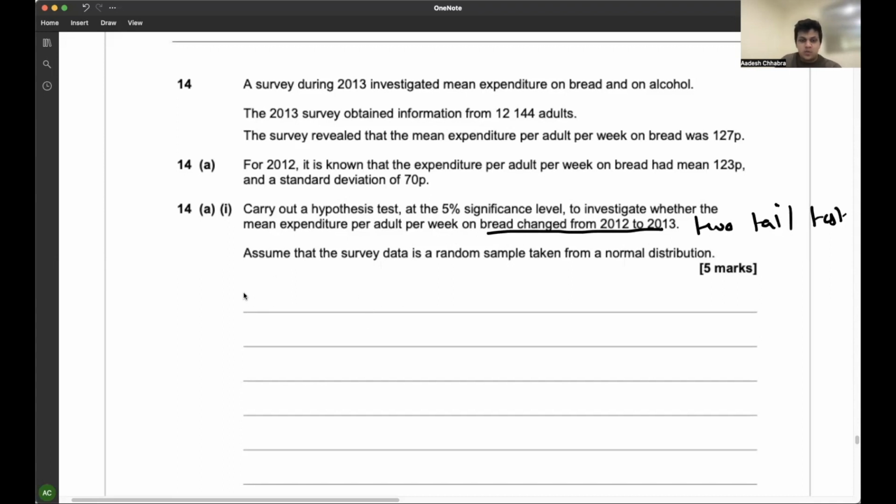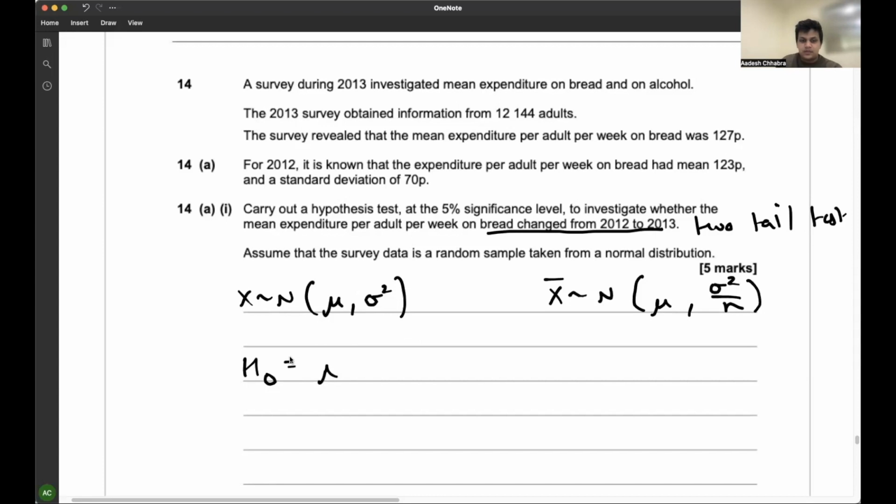So we have two distributions, one where X is normally distributed with mean mu and variance sigma squared, and also the sample mean, which is going to be X bar. This is again normally distributed with mu, but this time the variance is going to be sigma squared by n. So our null hypothesis here is that our mean remains 123, so mu is equal to 123. H1 would then be that mu is not equal to 123.